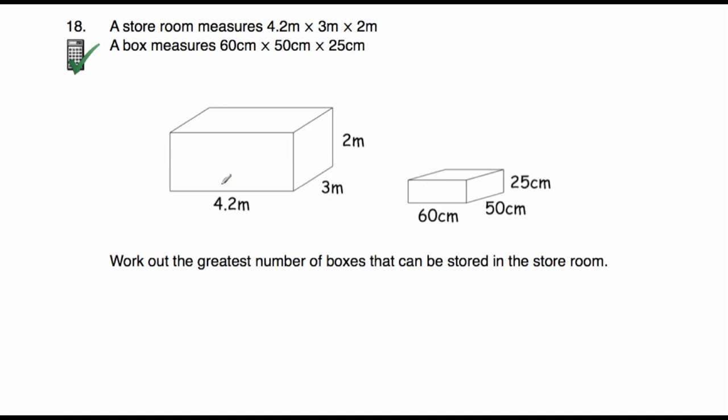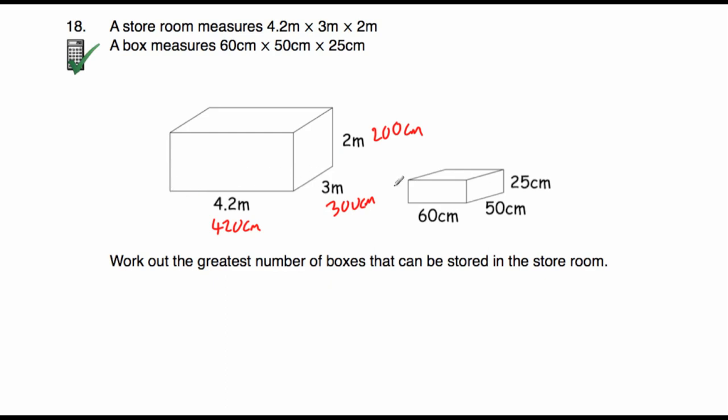Now, let's again figure out how many would fit along each way. So we've got 60 centimetres. Now we've got 4.2 metres, that's 420 centimetres. We've got 3 metres, that's 300 centimetres. And we've got our height, which is 2 metres, which is 200 centimetres. And let's figure out how many of these boxes, if we were to put them in, would fit along this way, how many would fit back, and how many would fit high.